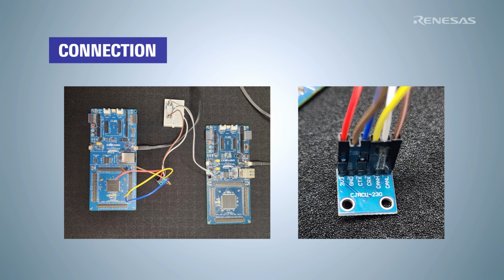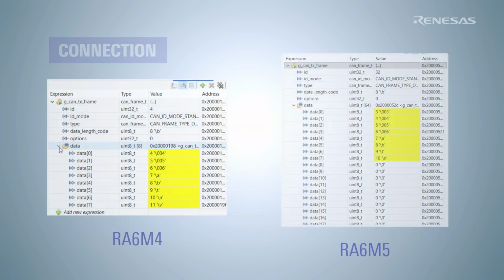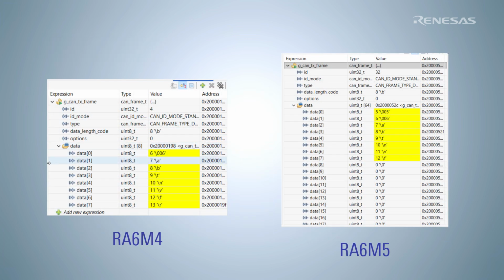Here are the hardware connections. As shown, the RA6M4 requires an external transceiver, while the RA6M5 can use the onboard transceiver. Both devices are connected to the common CAN-H and CAN-L lines on a small breadboard, with termination resistors in place. The end result is simple forwarding. Frames received on ID 004 are retransmitted on ID 0020 with the payload unchanged.